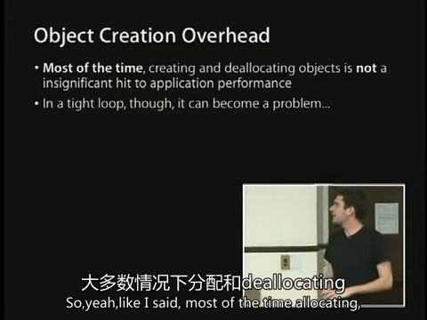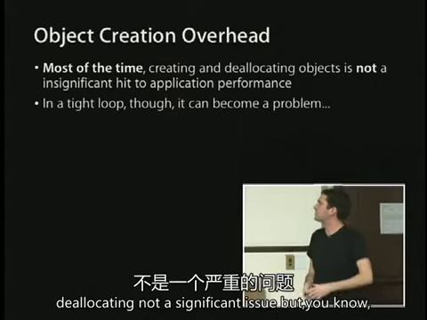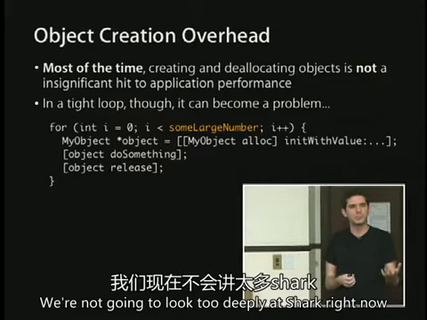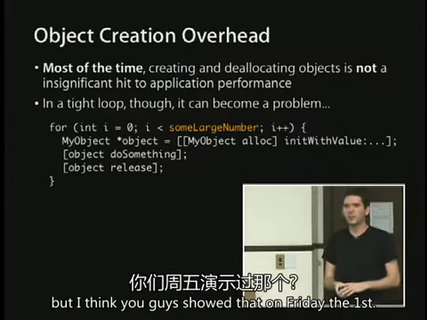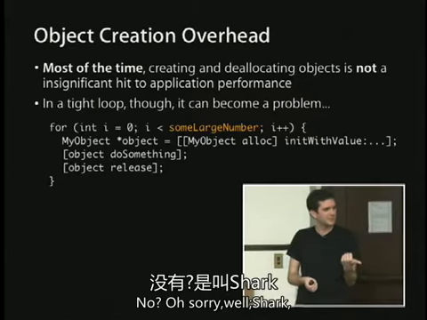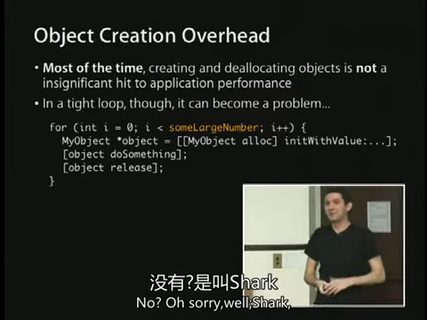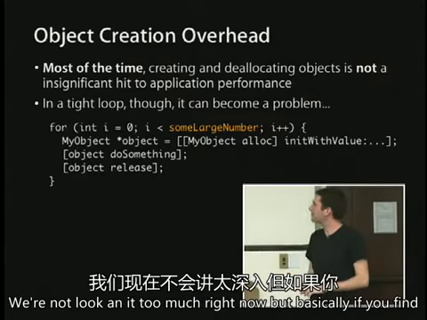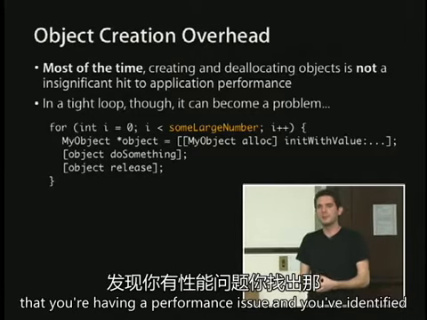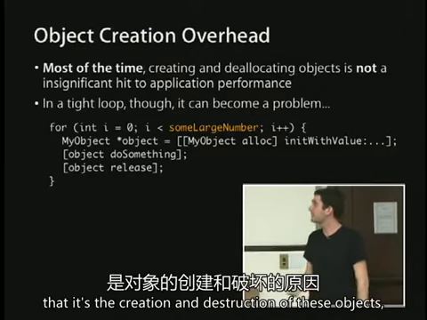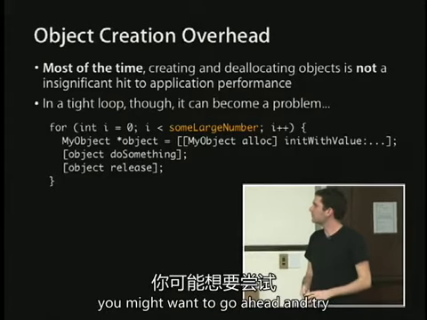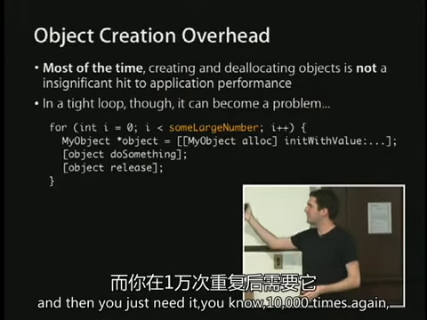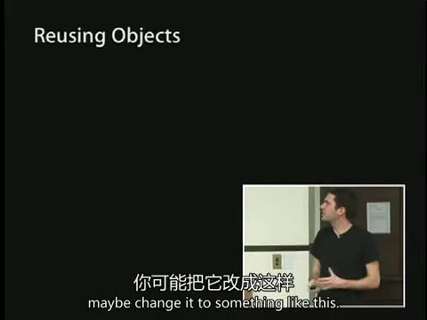So yeah, like I said, most of the time allocating, deallocating, not a significant issue. But there may be times where, and you can find this with some of the performance tools, we're not going to look too deeply at Shark right now, but I think you guys showed that on Friday the first? No? Oh, sorry. Well, Shark is great for finding these kinds of issues. We won't look at it too much right now, but basically, if you find that you're having a performance issue and you've identified that it's the creation and destruction of these objects, you might want to go ahead and try and avoid this kind of thing then. So if my object is really expensive to allocate, and then you just need it 10,000 times again, maybe change it to something like this.